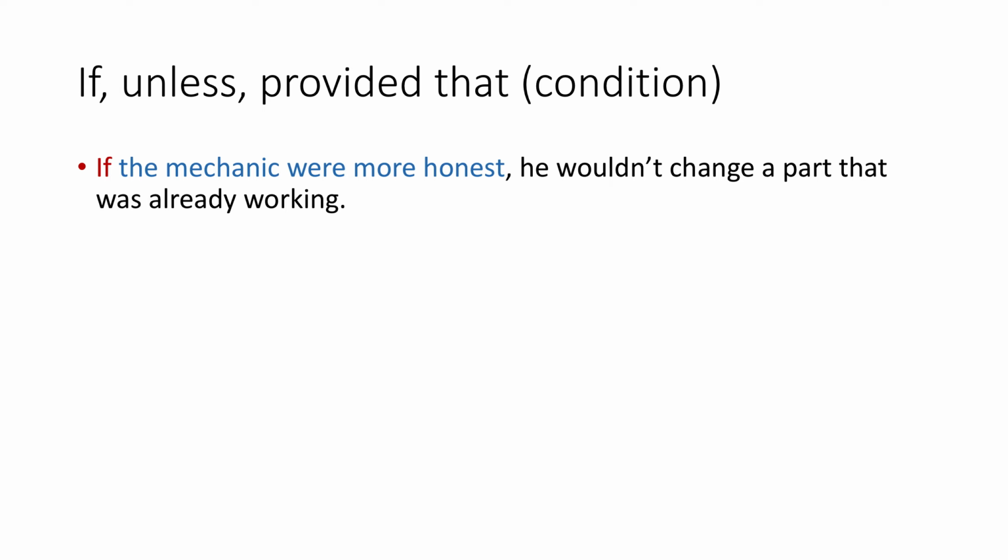If the mechanic were more honest, he wouldn't change a part that was already working. You can see the similarity with all the other adverbial clauses that you've seen up to this moment. We have a subordinate conjunction, which is if, and then we have a clause, the mechanic were more honest, and this is an adverbial clause, and it attaches itself to an independent clause. Now you can swap these and put the if part right after the independent clause part, and then you wouldn't need that comma there, and I've mentioned that before.